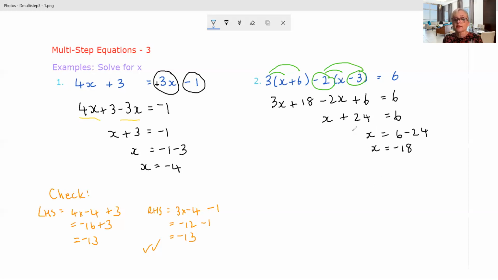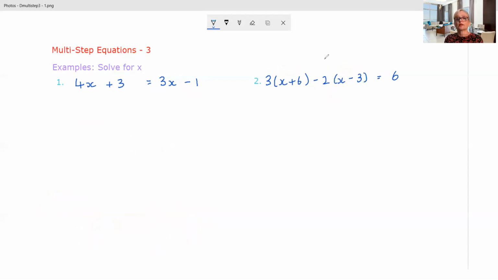And again, it's advisable to check. You can use a calculator to assist you if you want to. That one does check out to be perfectly fine. All right, let's go on and do a few more examples.